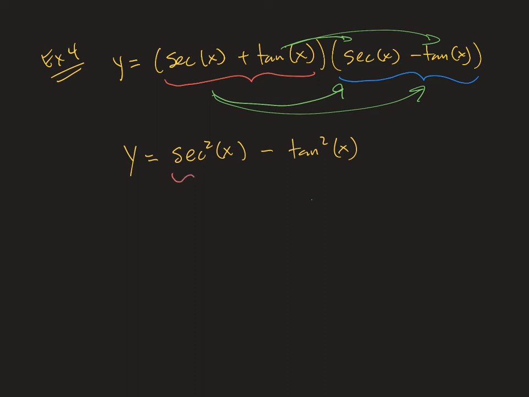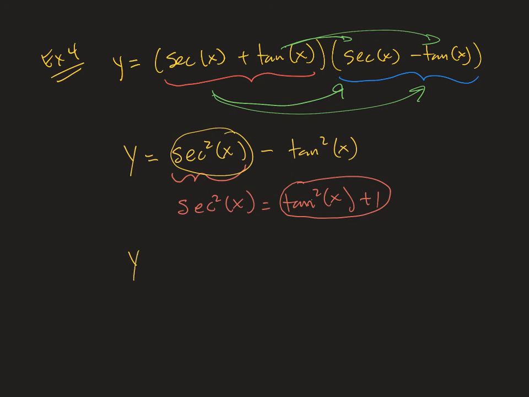In fact, if you look at your identity list, there's one that involves secant squared of theta. And it says something like this, or secant squared of x. The secant squared of x actually equals tangent squared of x plus 1. And so what I'm proposing is that we replace the secant squared of x with tangent squared of x plus 1. So I'm going to stick that right here. And when I write that out, something awesome happens. I'm going to write tangent squared of x plus 1 minus tangent squared of x.